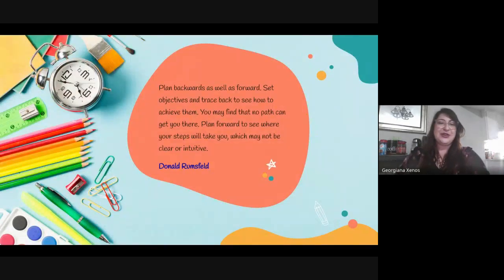So I want to remind you all today with just a quote that I really love: plan backwards as well as forward. Set objectives and trace them back to see how you achieve them. You may find that no path can get you there, but plan forward to see where your steps will take you. They may not be clear or intuitive. So remember, even if it's a challenge, even if it's a little bit difficult, plan backwards. Planning backwards helps you plan forwards.